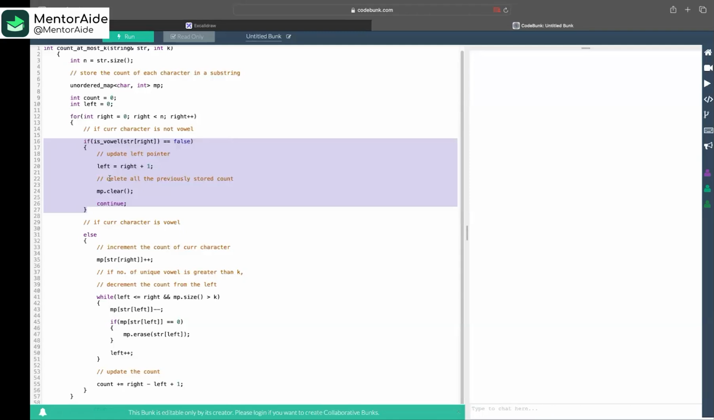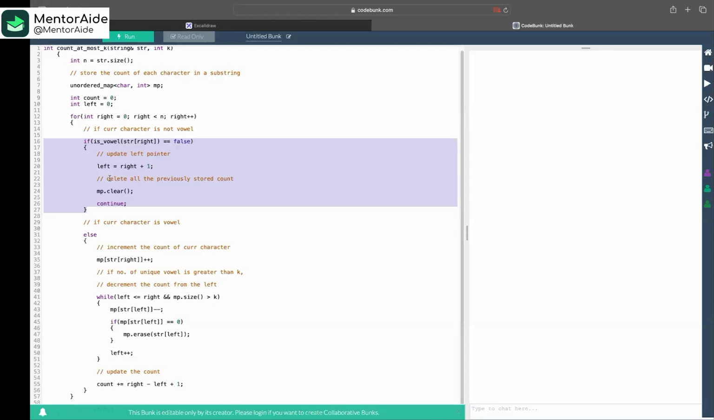By the way, how many vowels are there in the alphabet? Five. And our k is already 5. So this condition will never hit when k is equivalent to 5, because the map size will never go above 5. So line number 41 to 51 will never get triggered when we are calling at most with 5. This will get triggered when we are calling at most with 4.